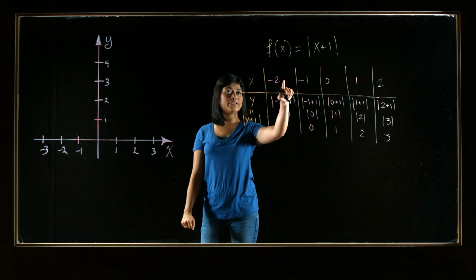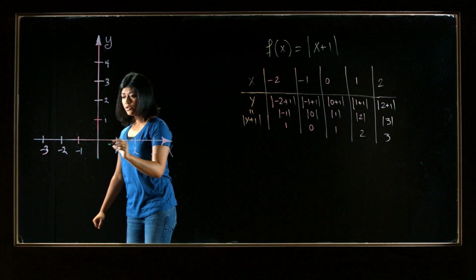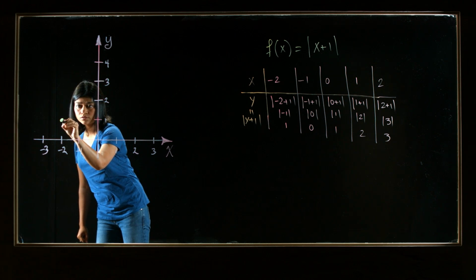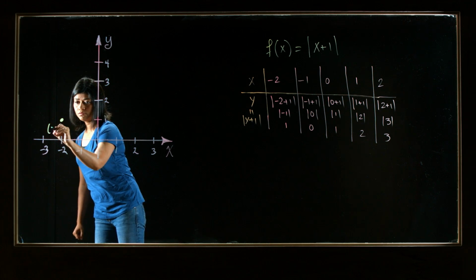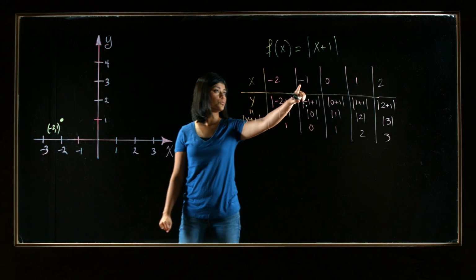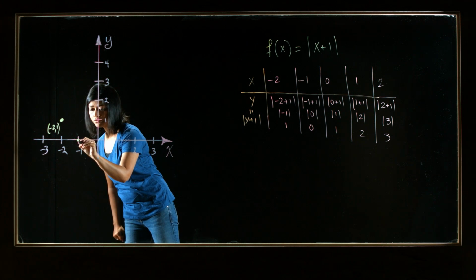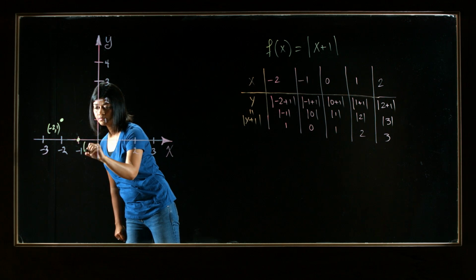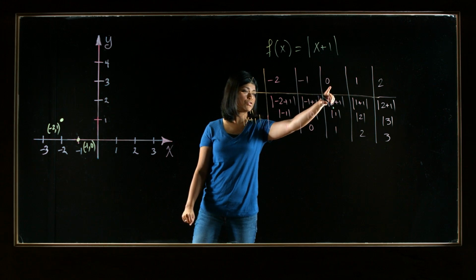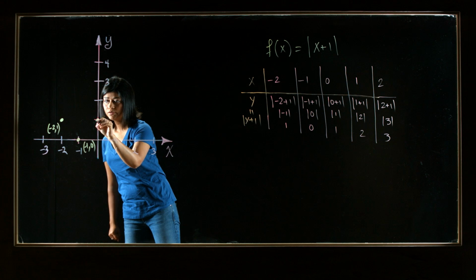Okay, so the first point is negative 2 comma 1. So, come here, here is negative 2, here is 1, and plot that point. Then next one is negative 1 comma 0. So, negative 1 and 0 is right here. Third point, 0 comma 1. So, at 0 the y value is 1.